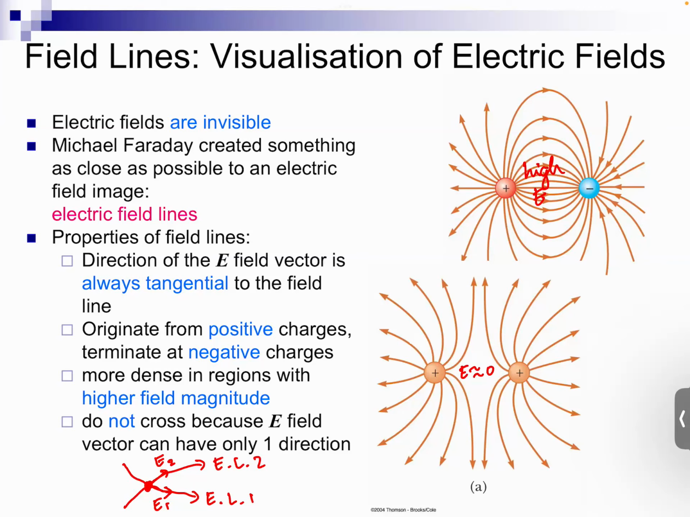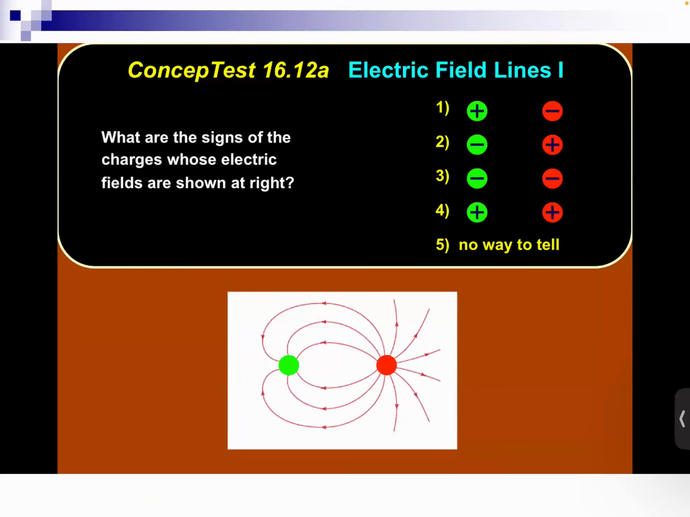So you can always refer to these rules as we move forward and study electric fields, but just quick conceptual tests to emphasize the concepts. So here you have two charges, represented by red and green dots. So which one is positively charged and which dot is negatively charged?